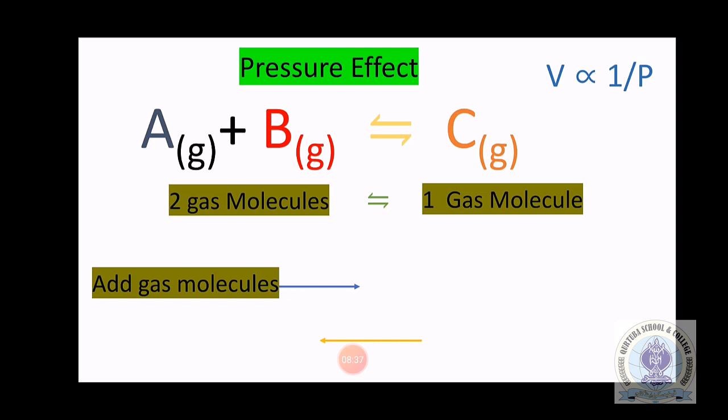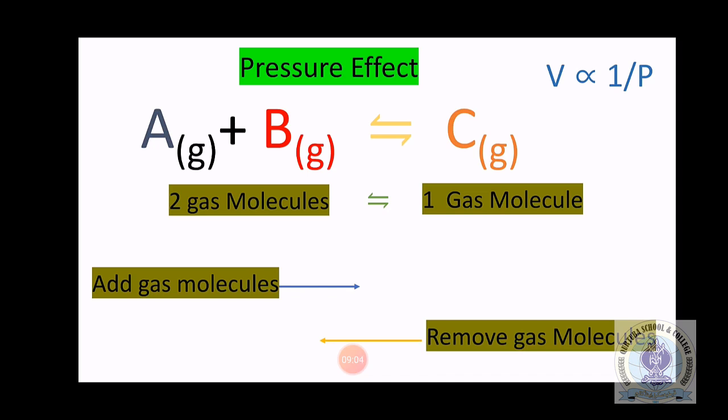In order to achieve the equilibrium state, the volume of the gases should be reduced by favoring or carrying out the forward reaction. When the forward reaction is favored, two gas molecules will be converted into one gas molecule, which results in a decrease in volume. As a result, the pressure will increase and equilibrium will be achieved.